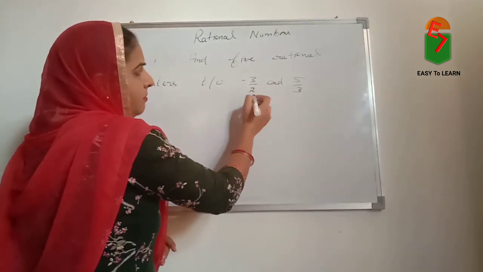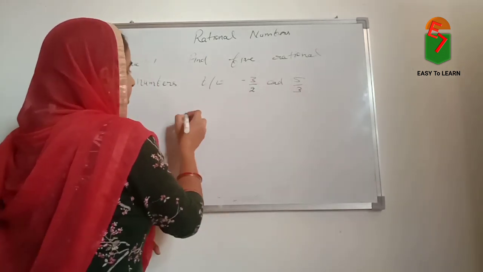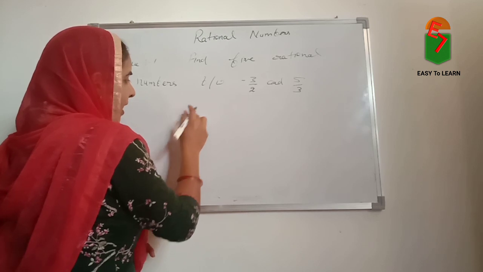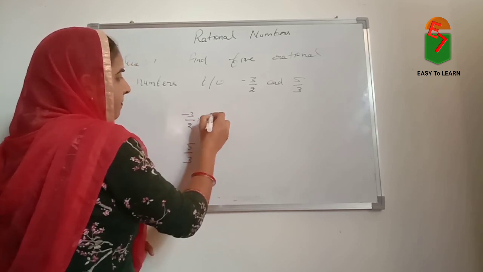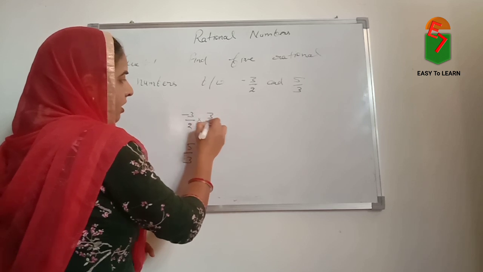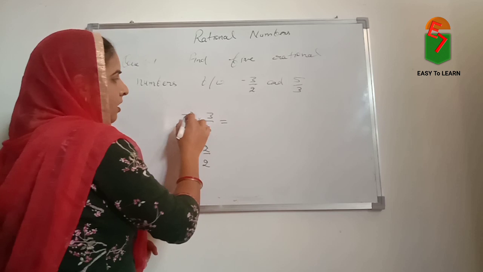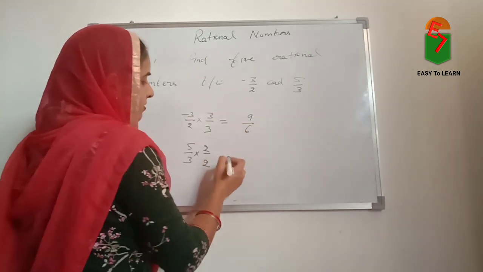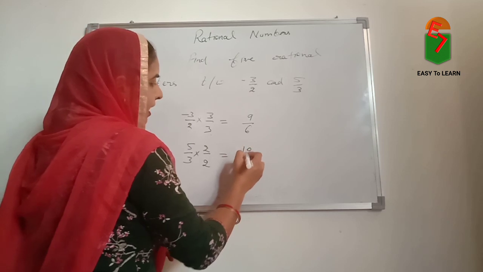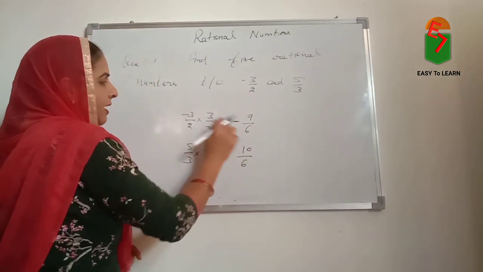Our first step is to make the denominators the same. For this we take -3 by 2 and 5 by 3, and multiply 3 by 3 and 2 by 2. 3 threes are 9, 2 threes are 6, 5 twos are 10 and 3 twos are 6. Here our answer is in the minus.